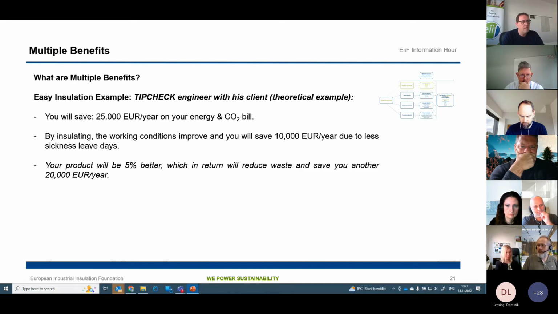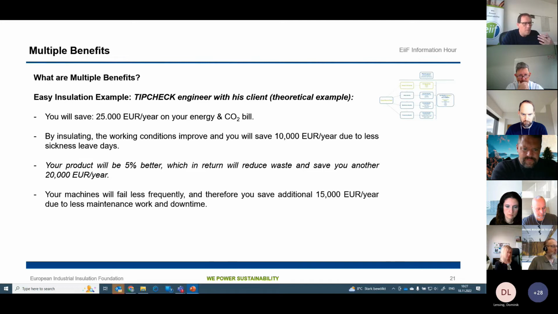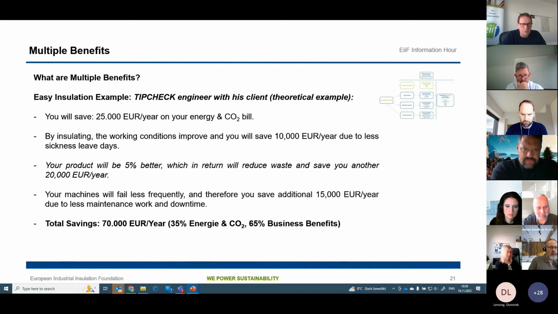Maybe less waste, and also this can be estimated in cost. In this example, we just put that because of reduced waste and a 5% better improved product because we have constant temperatures and let's say not some fluctuations there. I put 20,000 euros. The machines will fail less frequently, and therefore, again, there's less downtime, there's less stop. Another 15,000 can be estimated. So the total savings are actually 70,000 euros.